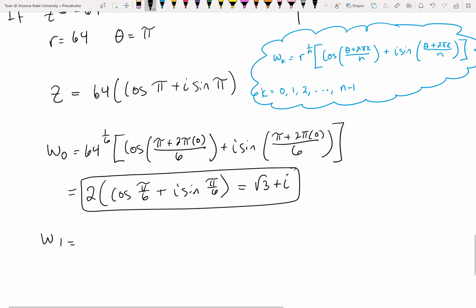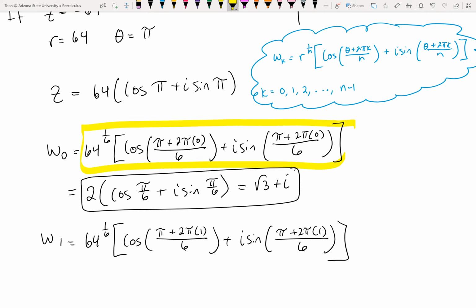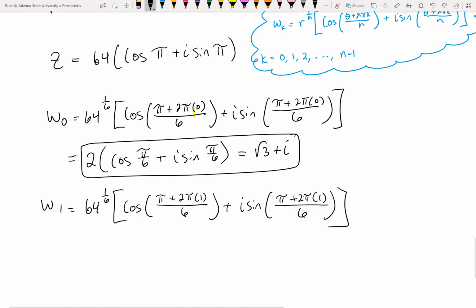W sub 1, the next root: you have 64 to the 1/6 power, cosine of pi plus 2 pi times 1 over 6, plus i sine of pi plus 2 pi times 1 over 6. Notice all we did was write the same thing, except the zeros became a 1. Then you evaluate it. Just do the math. So 64 to the 1/6 power is 2. Cosine of all the stuff here, that's 3 pi over 6, which is pi halves.